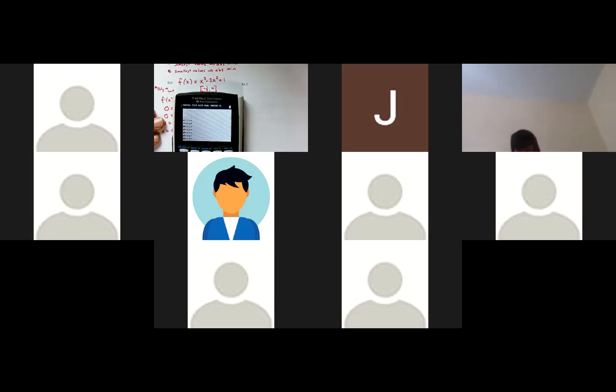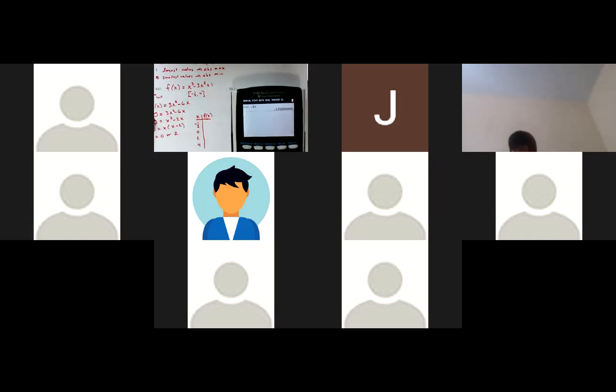I'm going to hit second quit to go to my home screen. I'm going to go to my vars, to my y variables, and choose y sub 1 because that's where I put it in. Grouping symbol, and I'm going to put in negative 1/2, which is negative 0.5, and hit enter. So that's 0.125. I'm going to write that right here.